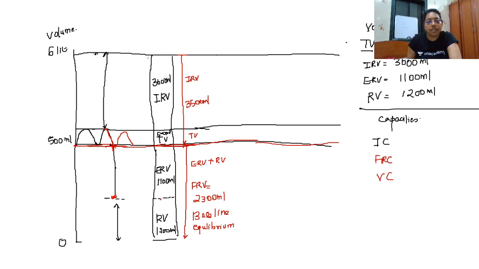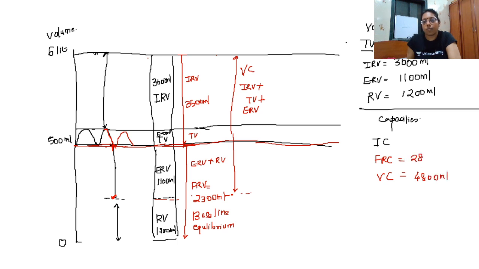Vital capacity is this entire thing. So, vital capacity is IRV plus tidal volume plus expiratory reserve volume, which is approximately 4800 ml. And finally, we have total lung capacity, which is a combination of vital capacity plus residual volume, which becomes around 6 liters. So these are your 4 volumes and 4 capacities.